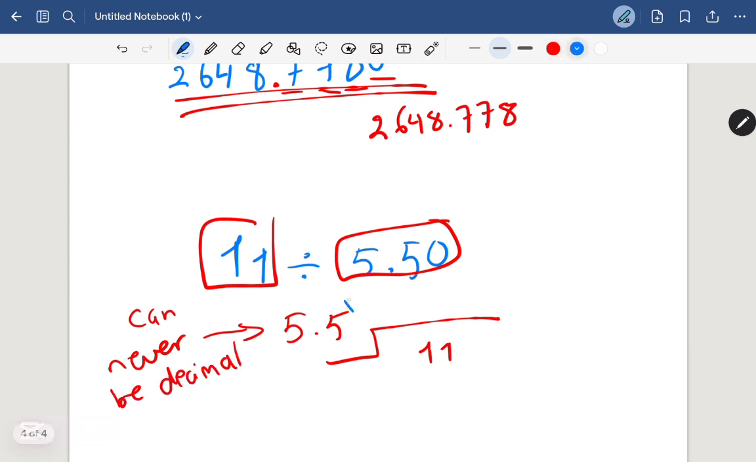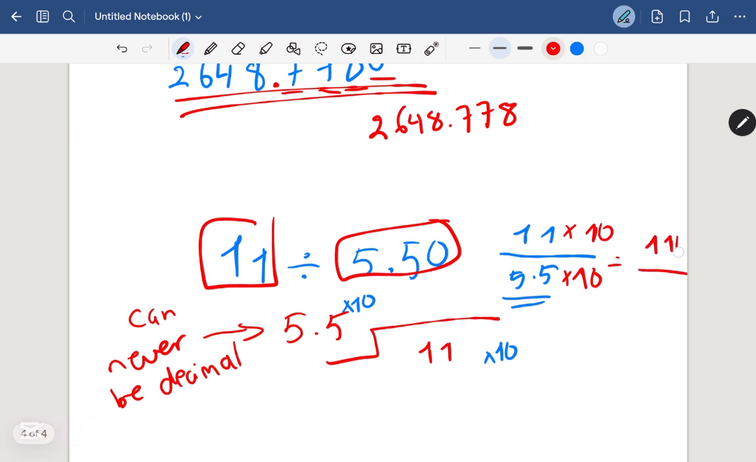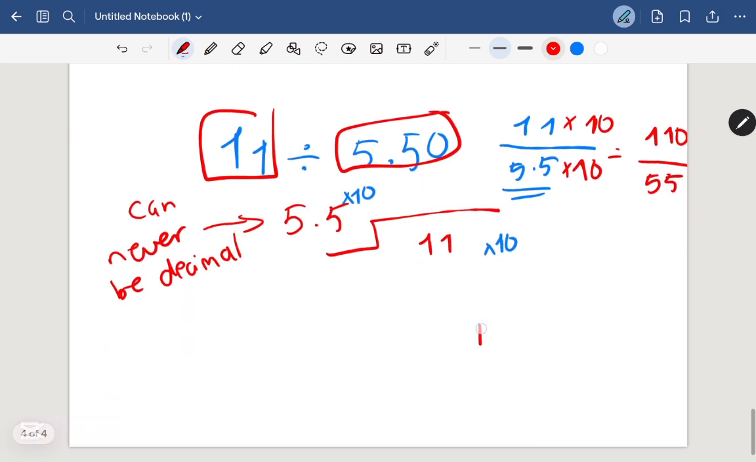In order to make this work, you're going to multiply by 10 over here and multiply by 10 over here. It's the same thing as a fraction. So it's 11 over 5.5. You cannot have a decimal in the fraction. So you're going to multiply up and down by the same number, which is 10. If you did that, you're going to get 110 over 55. So then you can divide. It will become 110 divided by 55. You will get the same exact answer as here if you put it on your calculator. And you're going to get an answer of 2.